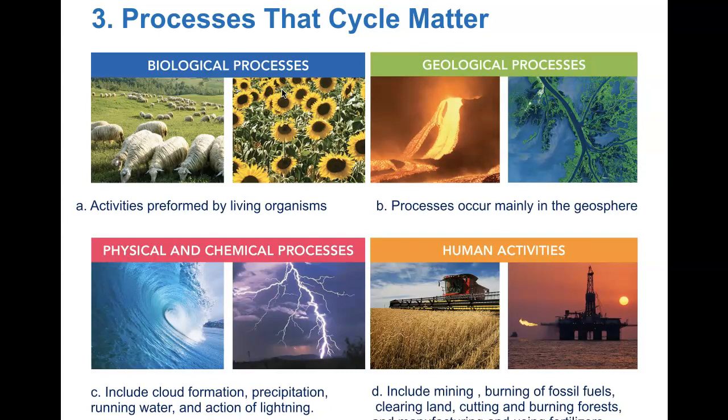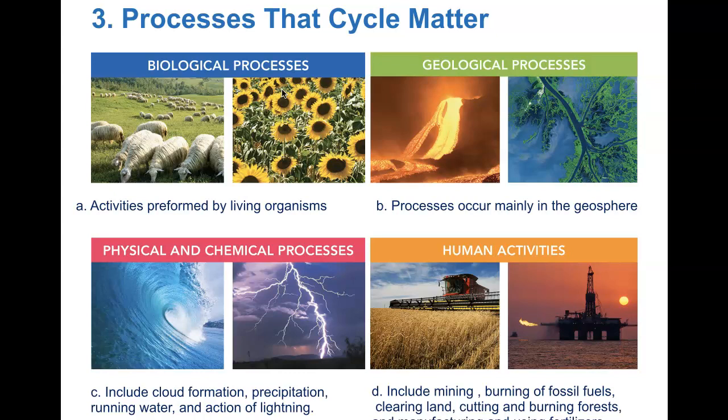Human activities include mining, burning of fossil fuels, clearing land, cutting and burning forests, and manufacturing and using fertilizers. Human activities were once minor, but have grown in scale so much that they now have effects on the global scale. Human causes of global change are found on the outermost ring of our global change model.